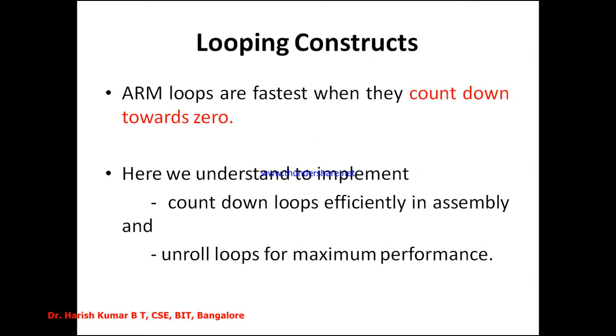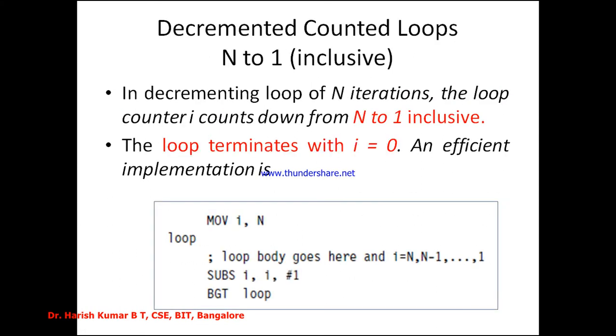Now here we will understand two things: how to implement down count loops efficiently in assembly, and how to unroll the loop for getting the maximum performance. These are the two things which you'll understand now. So, decremented counted loops: I want to perform some loop from n to 1 including 1. This is how you can write: move n value to I, where I is an alternative name to some register. Loop here: sub is subtracting, and branch if greater than to loop.